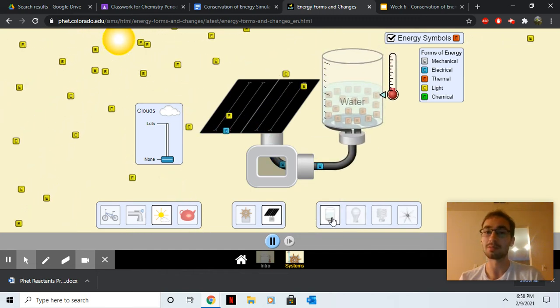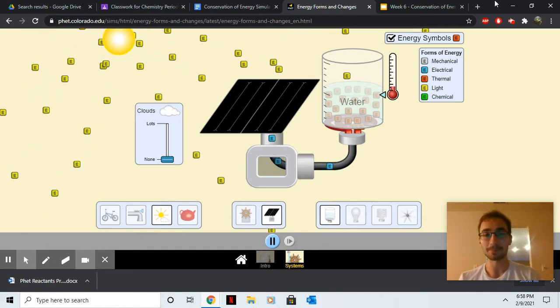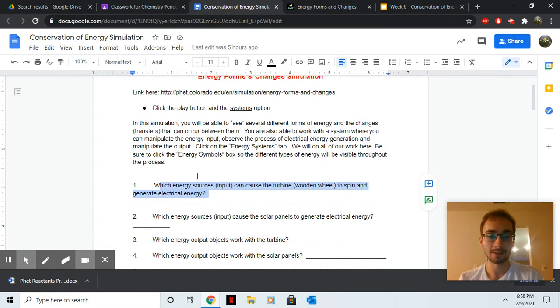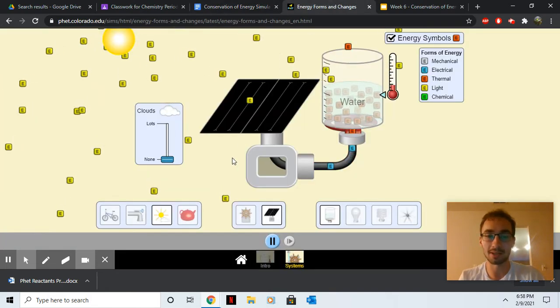And then will it work to power up your water heater? Yep, that is number 4. And then scroll down. Now I just want you to play around with the different things. Is there a little energy or a lot of energy when the faucet's on high?